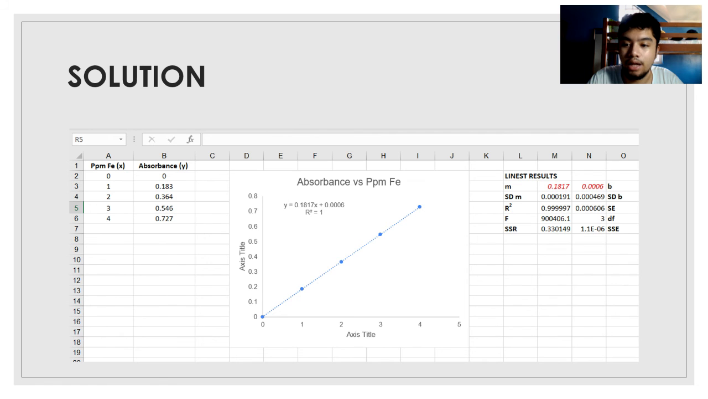After using it, I observed that the slope of the line is 0.1817. Then the intercept is 0.0006. So by using the slope and the intercept, we can tell that the equation is y equals 0.1817x plus 0.0006.